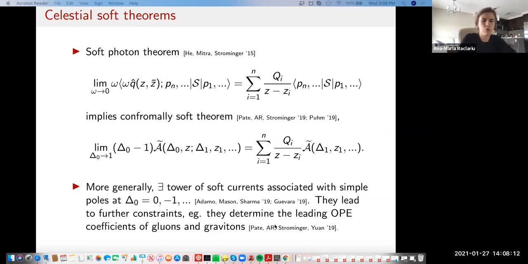But what we showed in this work with Monica Pate and Andy Strominger and LSU1 was that one can make no reference to momentum space and start off with an OPE of gluons and gravitons, whose leading piece is actually fixed completely by SL2C, and determine this leading coefficient by imposing these subleading soft theorems. So leading soft theorems were not enough. It was important that one used subleading soft theorems in gauge theory and subleading soft theorems in gravity.